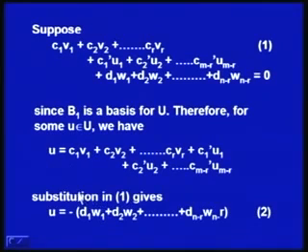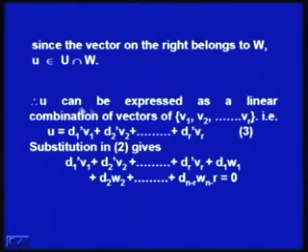Similarly, if we substitute this, then we can write down u is equal to minus d1 w1 plus d2 w2 plus dn minus r wn minus r. So this is a vector which is u, and this I have taken on the other side. Now since the vector on the right belongs to W, so u belongs to U intersection W, that is, u can be expressed as a linear combination of vectors v1, v2, vr, that is u is equal to d1 dash v1 plus d2 dash v2 plus dr dash vr.